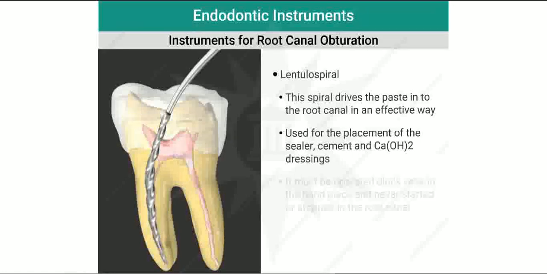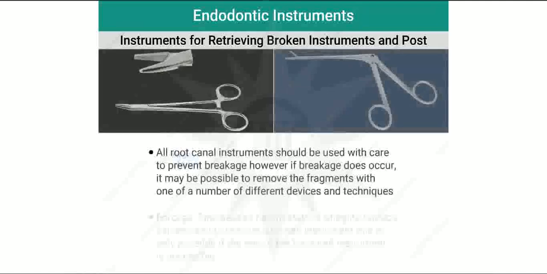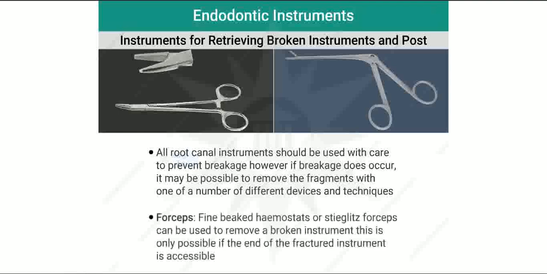And finally, we have to know about retrieving broken instruments and posts. All root canal instruments should be handled with care to prevent breakage. However, if breakage does occur, it may be possible to remove the fragments with a number of different devices. For example, forceps. Fine Kelly hemostats or Steiglitz forceps can be used to remove the broken instrument, but the only possibility is if the end of the fractured instrument is accessible. If the fractured instrument is deep in the canal, there are different types of instrument kits.